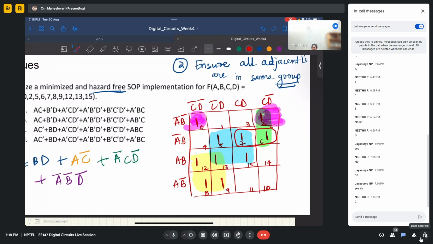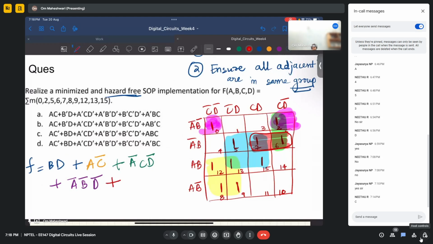Make a group in red. So this group will become A bar B C, right? We have made an additional group to avoid the hazard. Now we have one more such case. This one and this one are adjacent, like these two are adjacent. Similarly, this and this are also adjacent. So we need a redundant group here also.